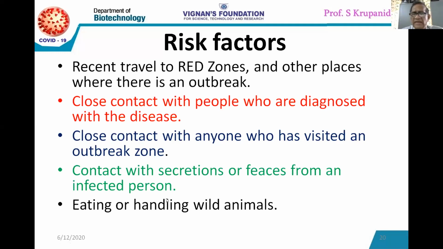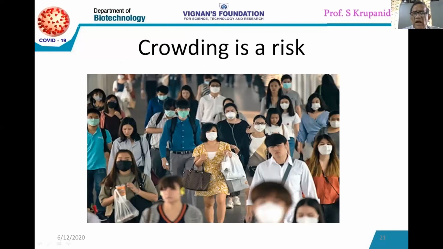And again, eating or handling wild animals. So these are the things we have to avoid. So this is the crowd. Whenever we are in the crowd, there's every possibility for that. That's why in the beginning, India has not faced this problem like China and other countries, because our metro traffic is less. In other countries, metro traffic is heavy. They all got infected there.